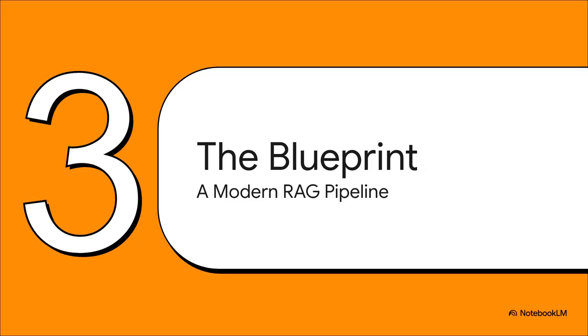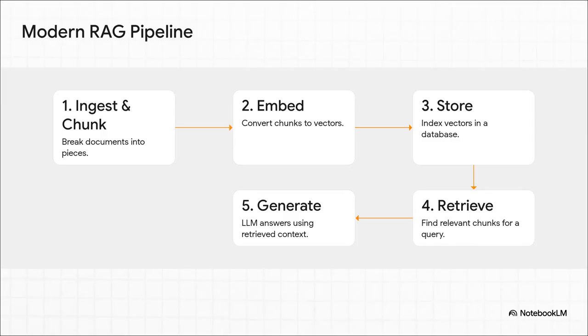Okay, so we've got the core concept. Now let's get practical. How do you actually build this out? Let's walk through the blueprint for a modern, production-grade RAG pipeline. It really breaks down into 5 main stages. This is the recipe for taking a messy pile of raw documents, think PDFs, Markdown files, you name it, and turning them into a smart, efficient knowledge base that an LLM can actually use.